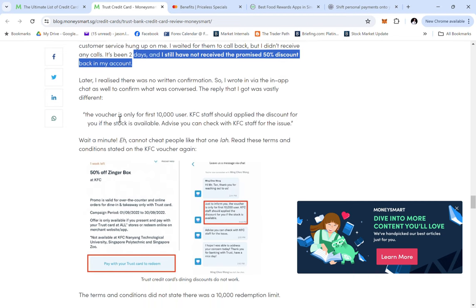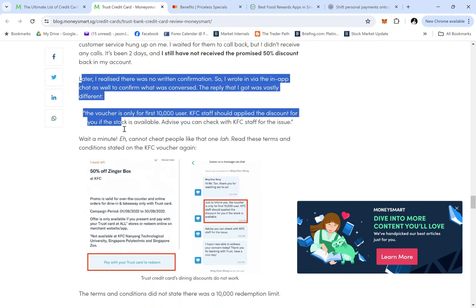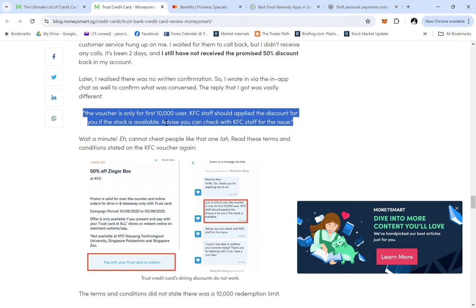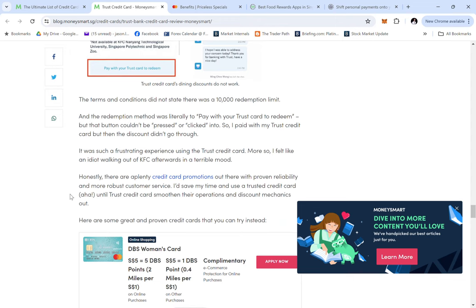So no written confirmation. The voucher, oh, so right in the app, is only for the first 10,000 users. The KFC staff should apply for the discount if the stock is available. You can check. Wow, that's bad. The reviews are actually pretty bad.